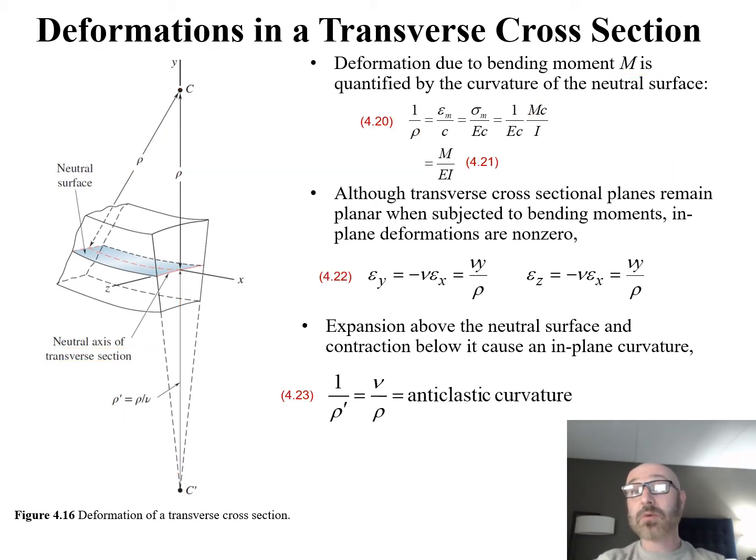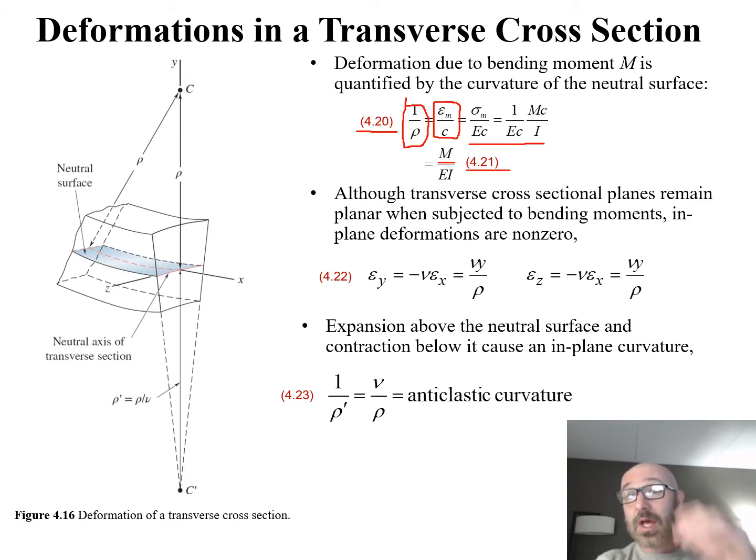Now relating back to our textbook, this is equation 4.20 in our text. We have 1 over rho is equal to epsilon sub m over c. We do these conversions from other relationships, and we end up with this M over EI, which relates back to equation 4.21 in our textbook. Something to think about with this relationship is that although transverse cross-sectional planes remain planar when subjected to bending moments, we're looking at the in-plane deformations, and these are going to be non-zero.